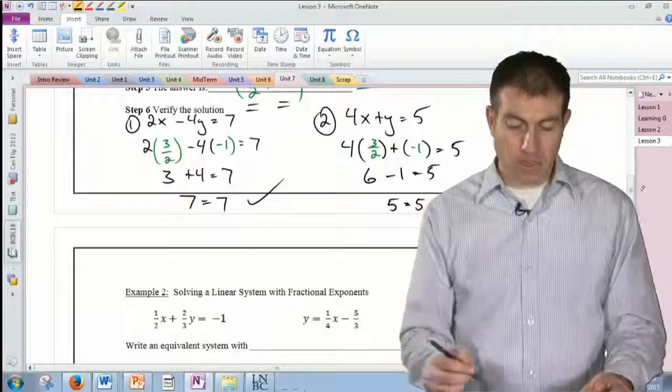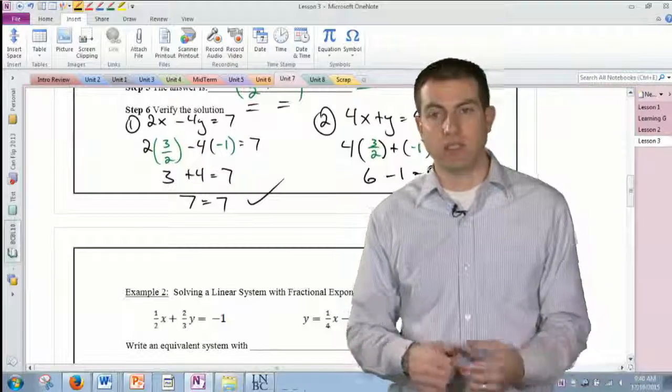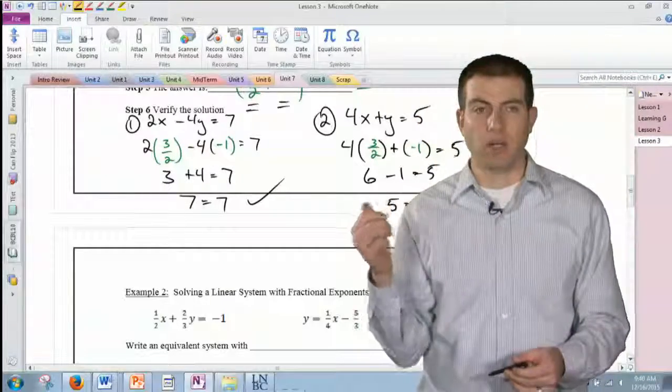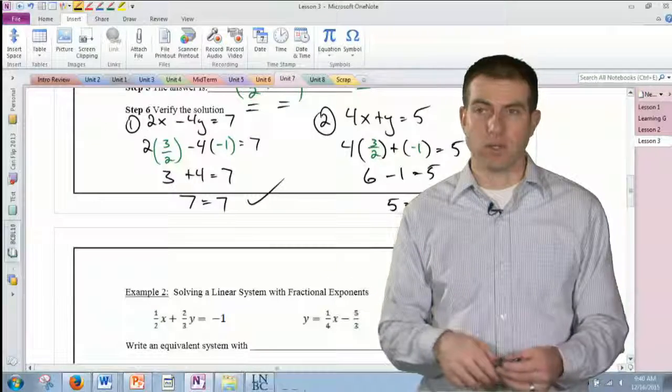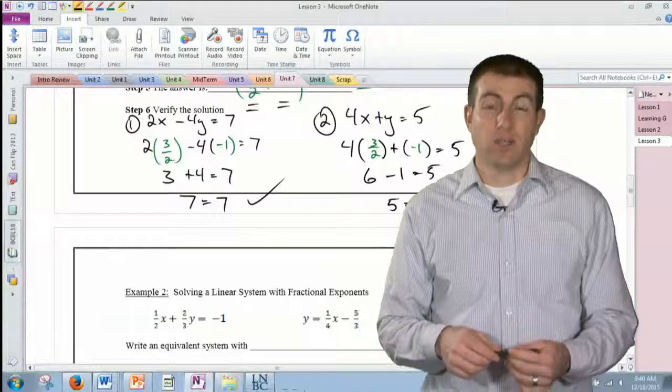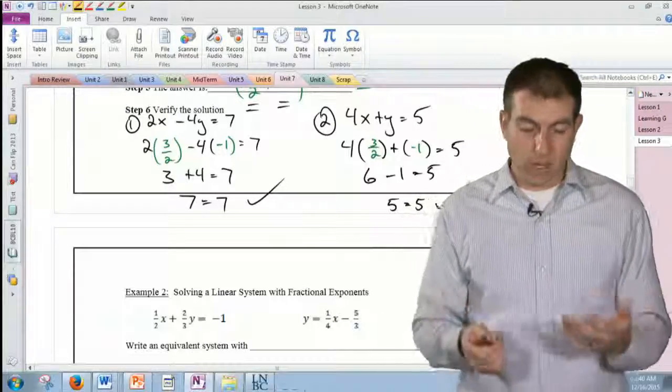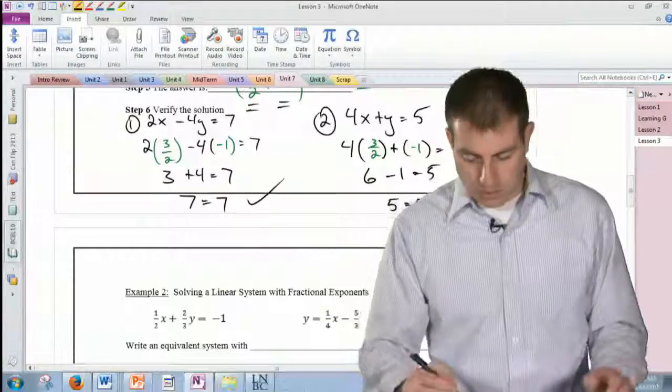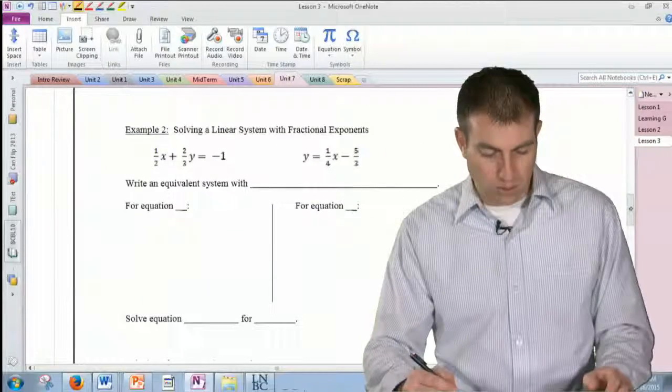Okay, so we ended up with 7 is 7, so it satisfied the first equation. We ended up with 5 is 5, which satisfied the second equation. So it satisfied both equations, so we know that's the right answer then, which is cool, because where else can you just check to make sure you got the right answer? That doesn't happen a lot in school.